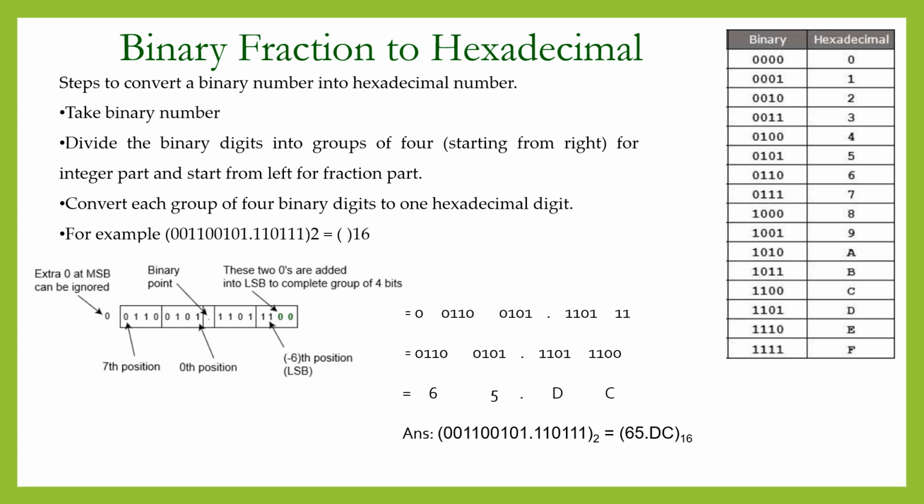00110001.110111 to hexadecimal. The integer part of the binary number is divided into groups of 4 bits and the single zero at the MSB is ignored. Likewise, the fractional part of the binary number is divided into groups of 4 bits. 2 zeros are added at the LSB to make a complete group of 4 bits. The hexadecimal value is taken from the table and it is recorded. The recorded hexadecimal equivalent is 65.DC.